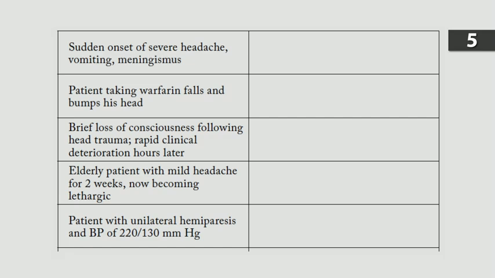All right, first question. What type of brain hemorrhage is most likely in each of the following situations? So sudden onset of severe headache, vomiting, and meningismus. This is most likely a subarachnoid hemorrhage. That severe headache, that worst headache ever, comes on very suddenly and so severely it's sometimes called a thunderclap headache.